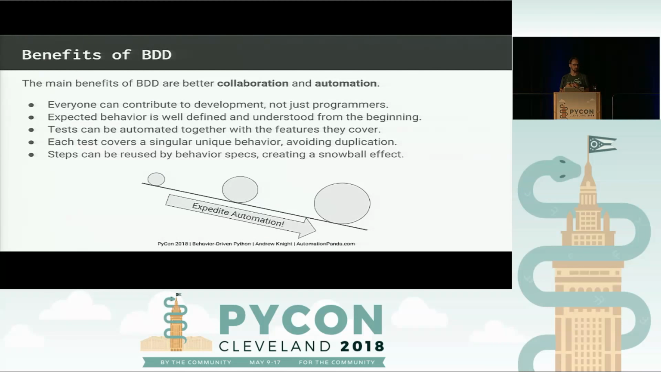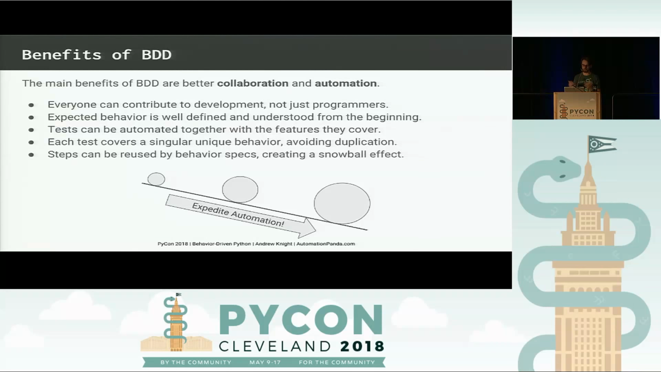You also have those expected behaviors defined at the beginning. You'll hopefully, with that, sort of eliminate miscommunications as you develop. Another nice thing is that tests can be automated together with the features they cover, because you know exactly what the steps are that will be part of your test scenarios. Each test covers a single unique behavior, so you avoid duplicate test coverage. And when you run, you know what your failure is precisely.